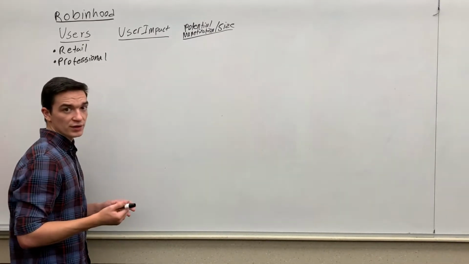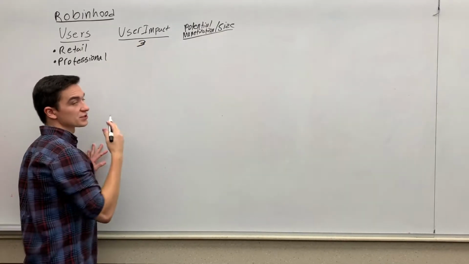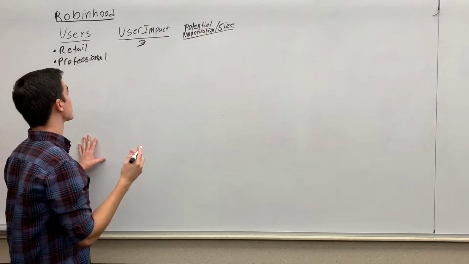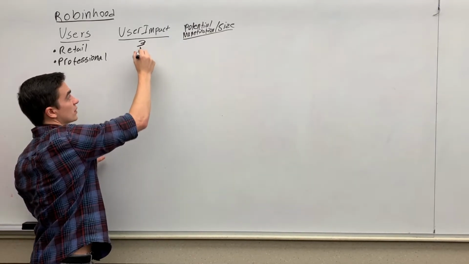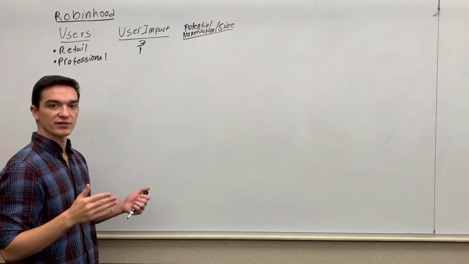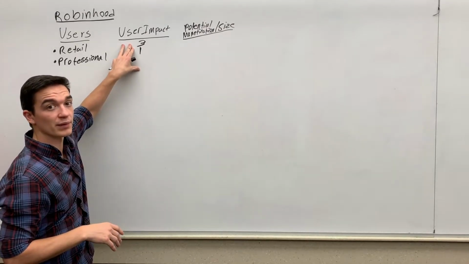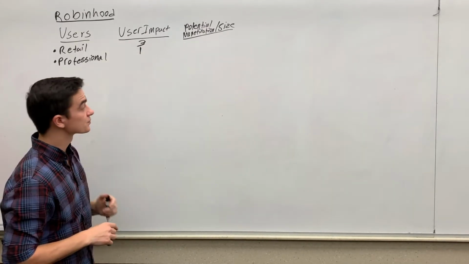So on a scale of 1 to 3, I'd probably put retail investors as a 3 because they're just going to be the biggest impact, whereas professional investors are probably going to be 1 because that's just not really where we're targeting. I think if we're going to keep our value proposition on retail investors, that's the group that we're going to want to impact and give a better experience to.